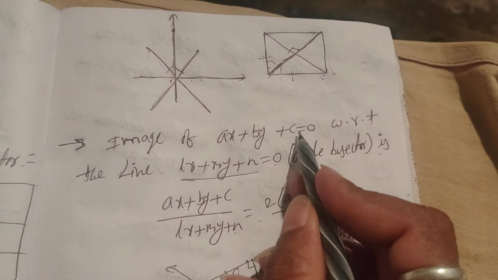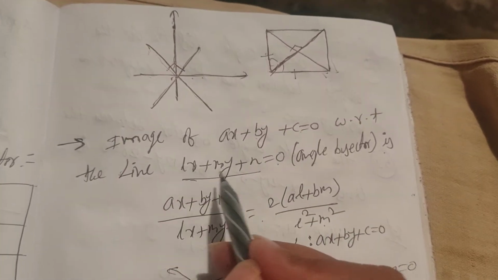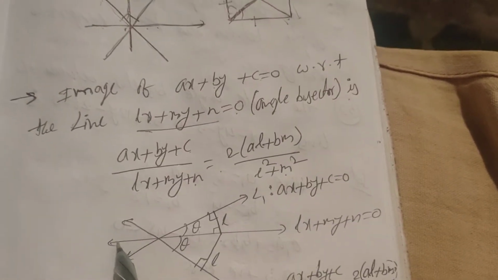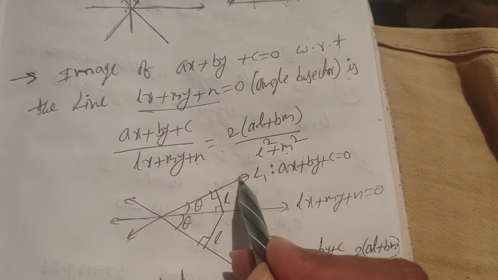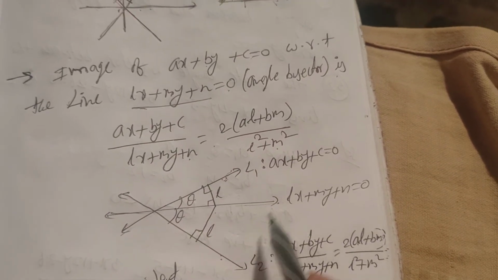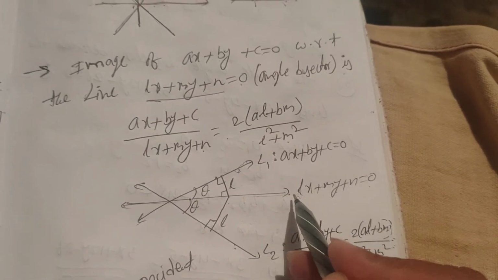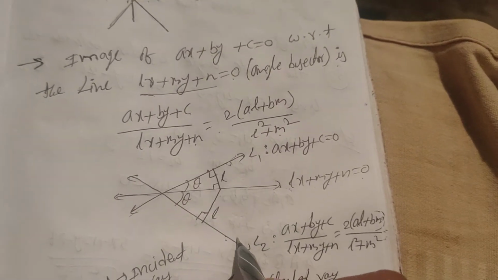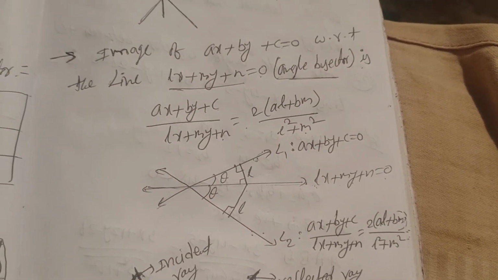Here a, b, c are the coefficients of the line whose image we are finding. Here lx plus my plus n is the reference line. Let us consider this is the line lx plus my plus n equals 0, and this is the line ax plus by plus c equals 0. Now the image of this line is this one. This reference line, lx plus my plus n equals 0, is the angle bisector of these two lines. That's why I gave angle bisector in brackets. Very clear observation.